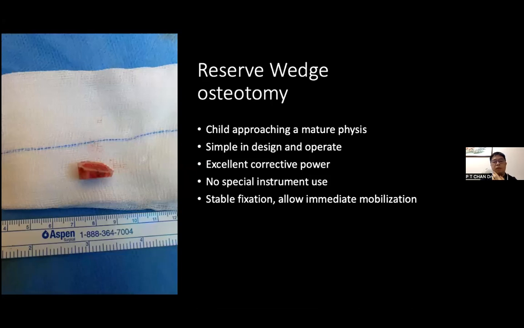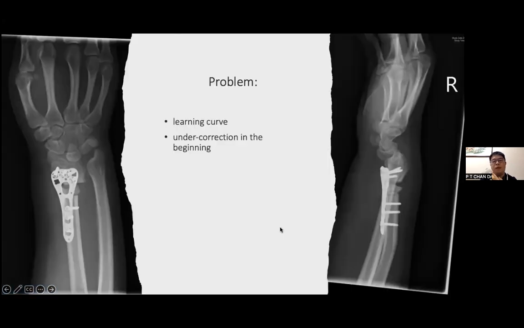So in summary, this should be performed for the child approaching a mature physis. That means in early age, I would advise not to use this osteotomy. It's relatively simple in design and operation, and of course the correction power is also very good, there's no special instrument needed, and it's also a stable fixation, and the child can immediately mobilize.